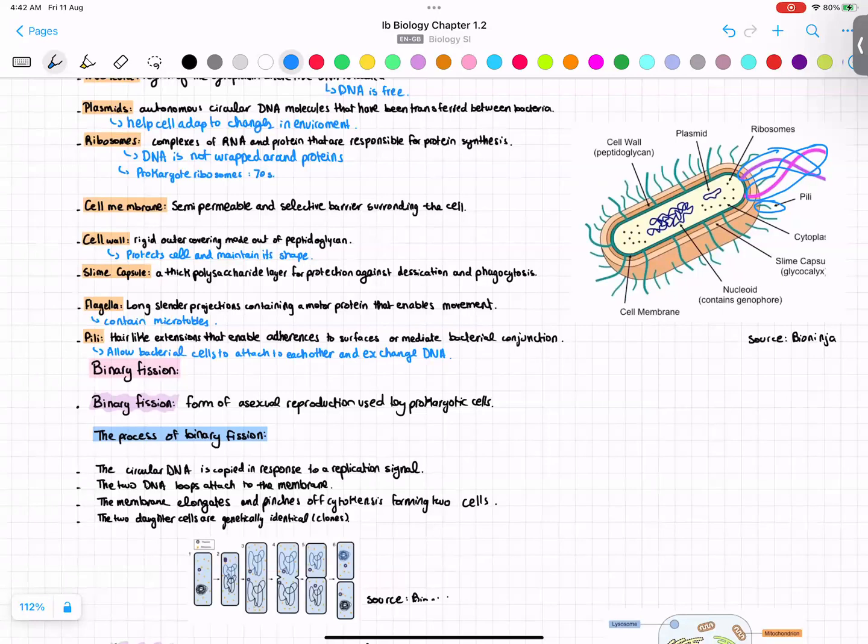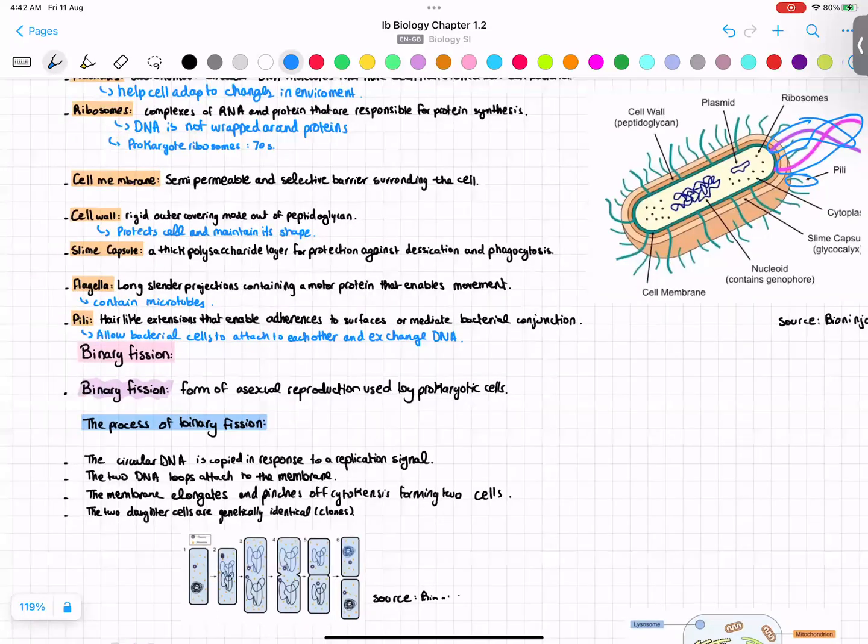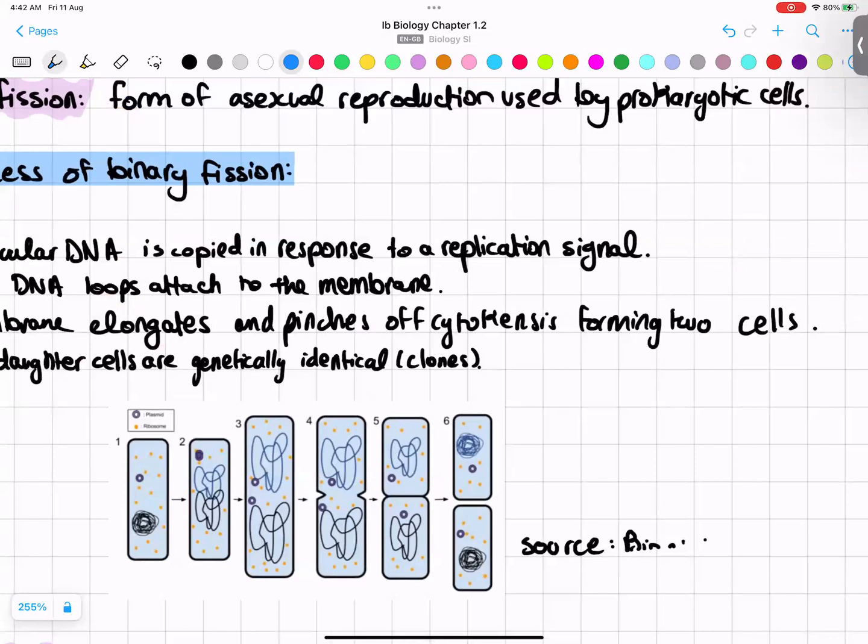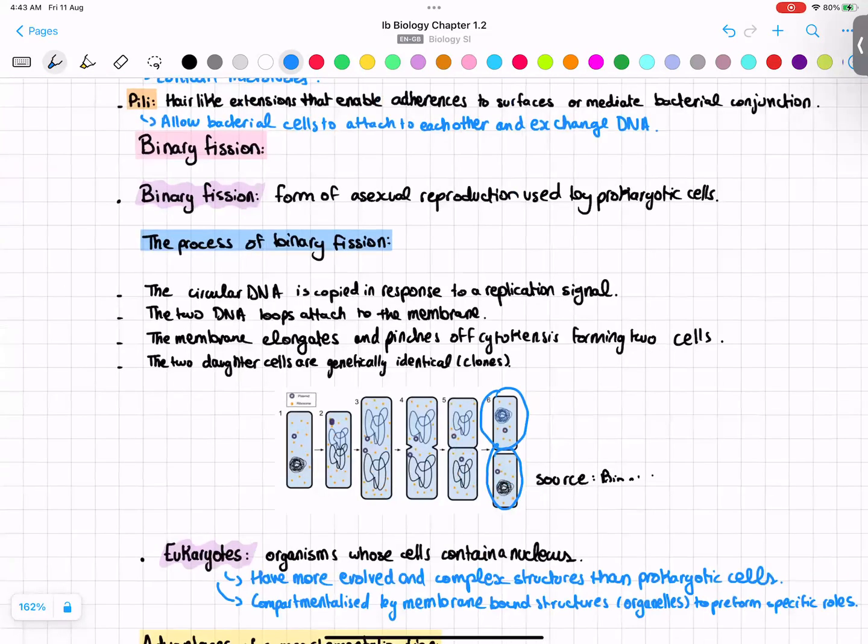And at the end, the two daughter cells are generally genetically identical. So basically, they're clones. You can just look at this image, which really explains everything. Well, it's also from BioNinja. You can see in the end that these two are identical cells. They're basically clones of one another, and you can see all of the process and how it's splitting.